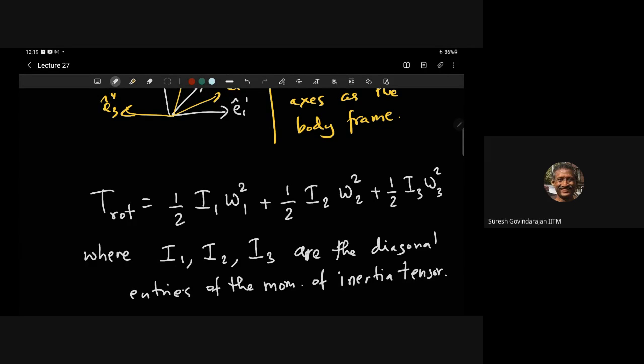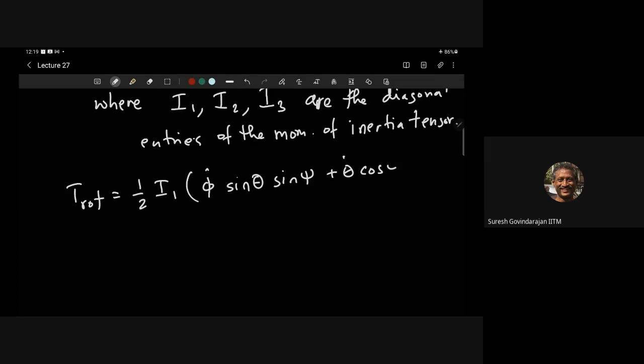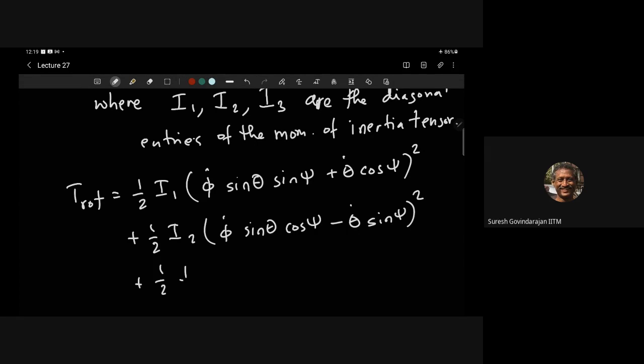Now we have expressions for omega 1, etc. So let's write out what T rotational is: half I1 times (phi dot sin theta sin psi plus theta dot cos psi) whole square, plus half I2 times (phi dot sin theta cos psi minus theta dot sin psi) whole square, plus half I3 times (phi dot cos theta plus psi dot) square.